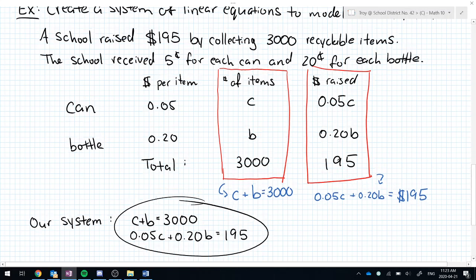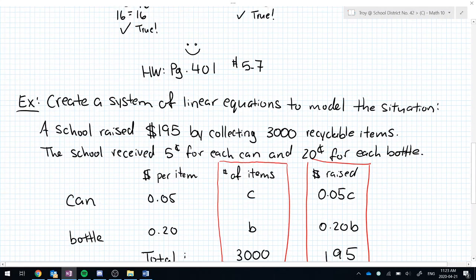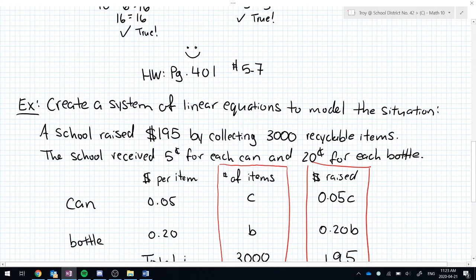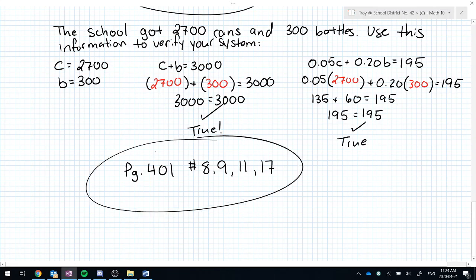Okay, so what we're going to do is finish up that assignment that started on page 401. I got you guys to do up to question 7 last week. So on page 401, we'll do question 8, question 9, question 11, and 17. Those are the ones that we're going to close out this section with.